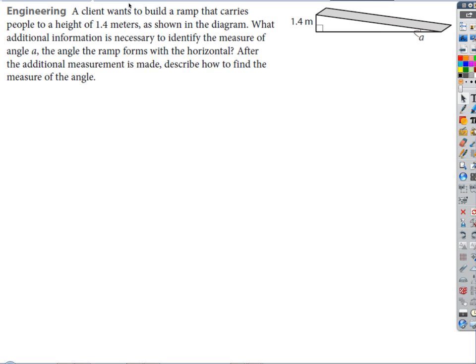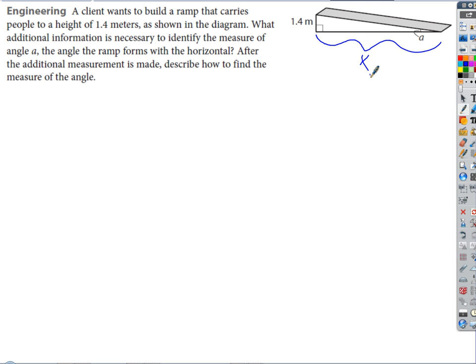Okay, so what if we wanted to build a ramp here then? We want to build a ramp that carries people up to a height of 1.4 meters. If we want to know what the angle of the ramp is going to be, what additional information would we probably need to know here? Yeah, we need to know the horizontal. Let's say for example, if we found the horizontal length of the ramp right here, for now, we'll just call that x.